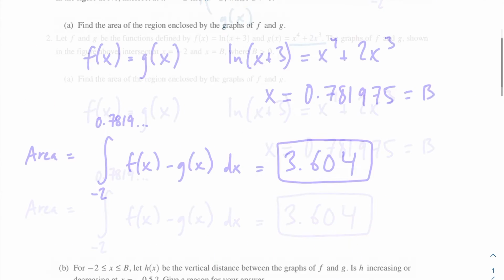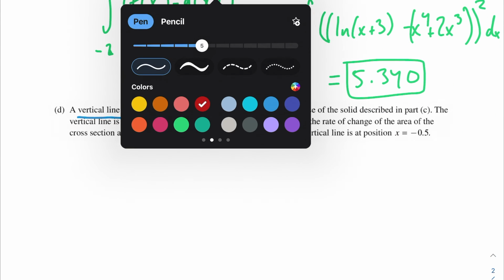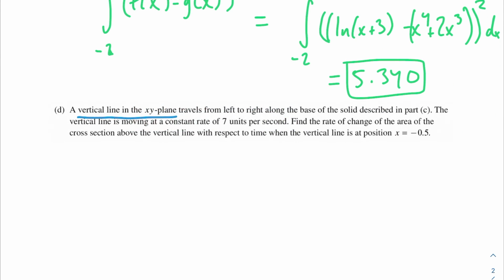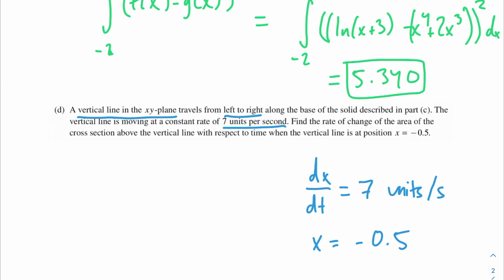This sounds like it's going to be a related rates problem. So let's go ahead and see what rates we can relate to one another. Traveling from left to right, it's saying that the vertical line is moving from left to right at a constant rate of 7 units per second. So that sounds like dx/dt is 7 units per second. And we're given that x is minus 0.5. What the problem is actually trying to get us to solve is the rate of change of the area of the cross-section above the vertical line. So our end goal ultimately is to find dA/dt. But right now we have dx/dt and we have an x.